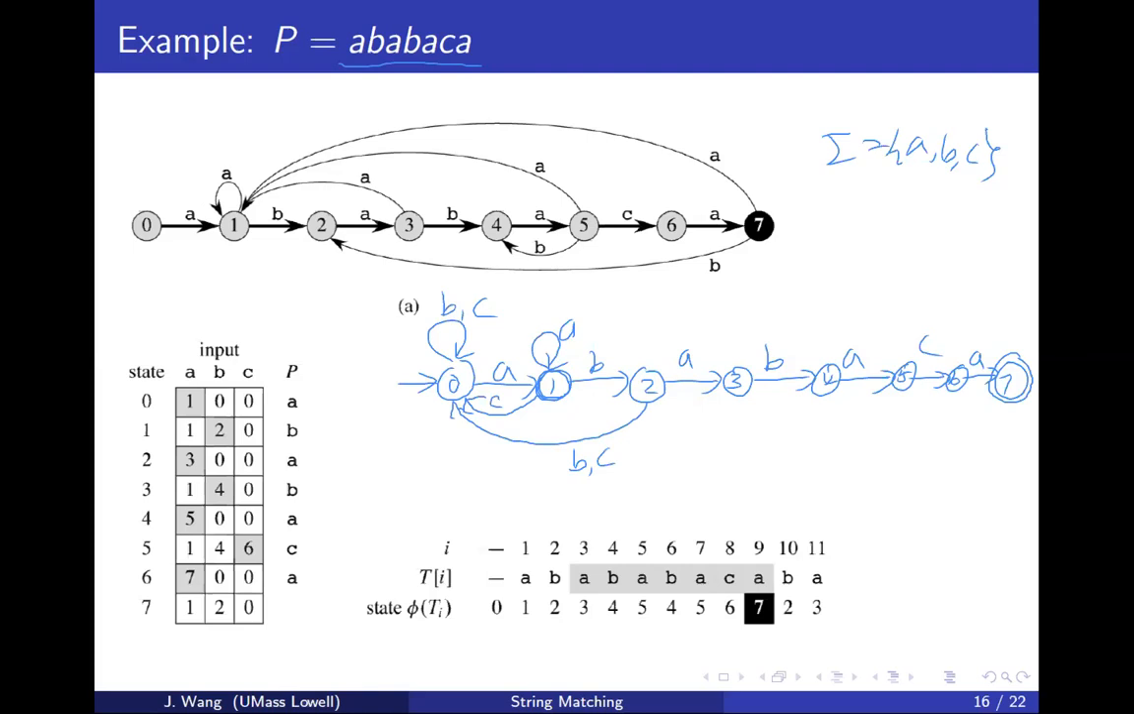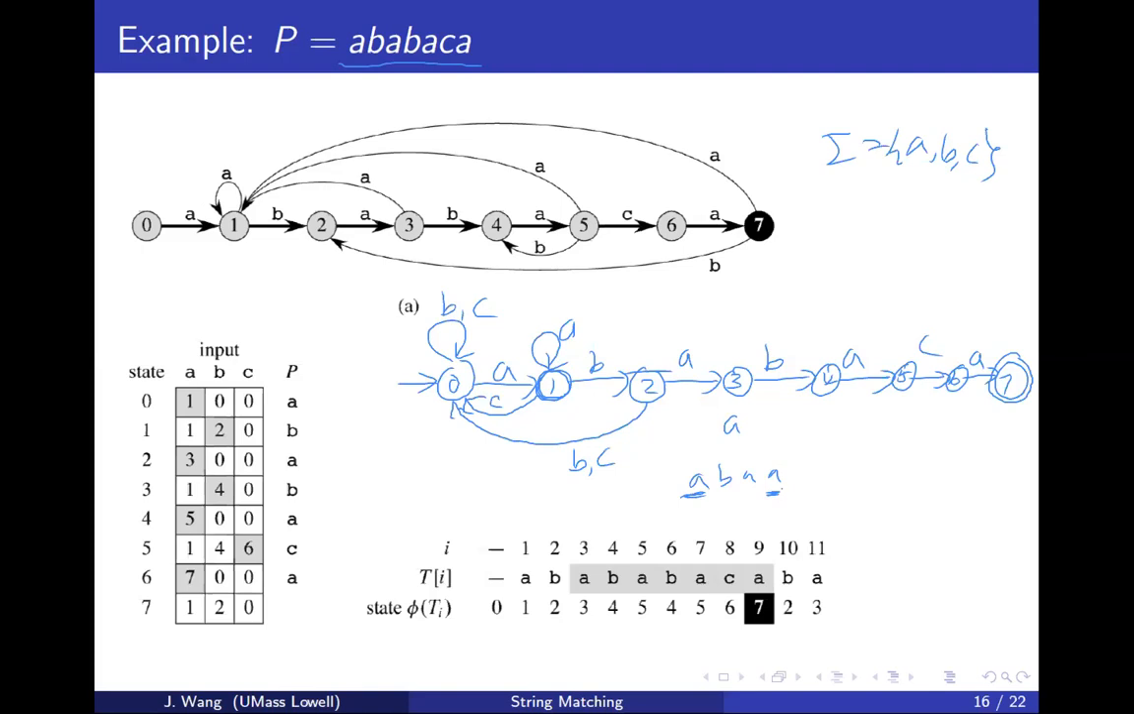Here on 3, if I read B, I go to 4. If I read A, let's see where we want to go. This just means I have now read A, B, A, A. So I can go to 1 because I have seen this A, right? A, B, A. So this is the longest prefix that's also a suffix. Now remember, this A is the prefix of the pattern. So you just look at this. There's always the prefix of the pattern in this direction.